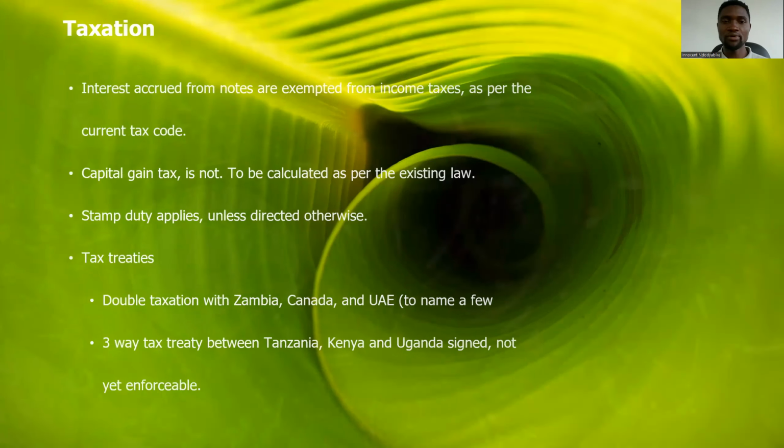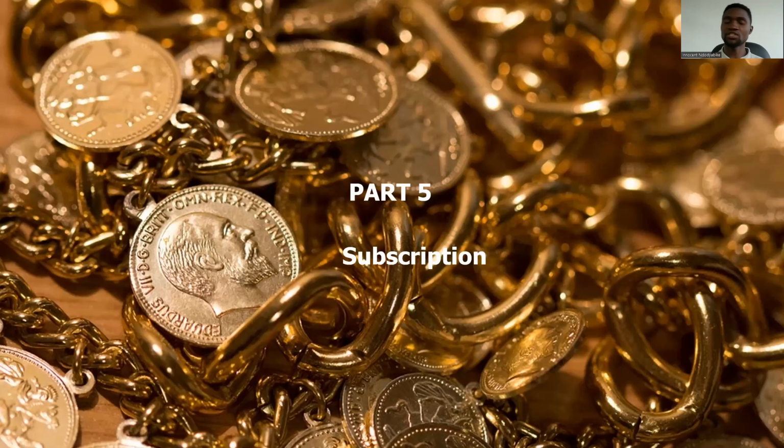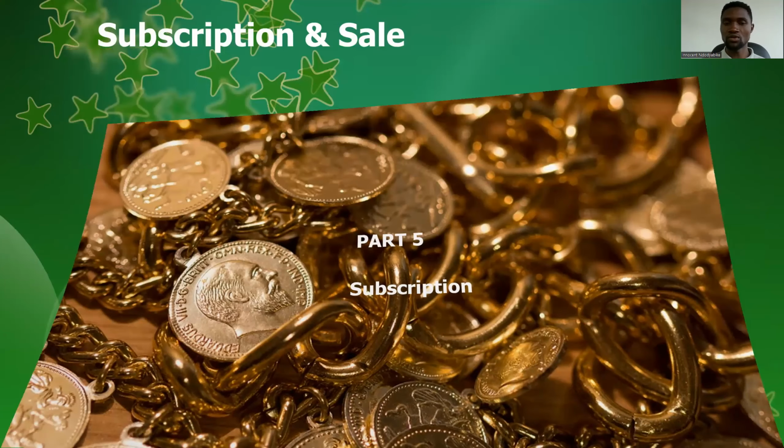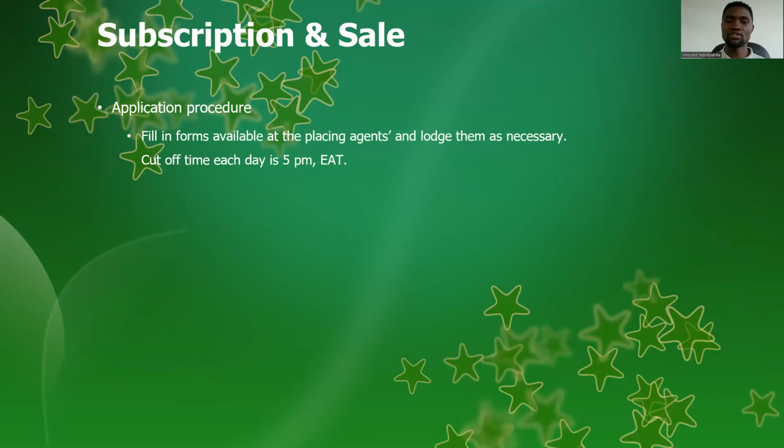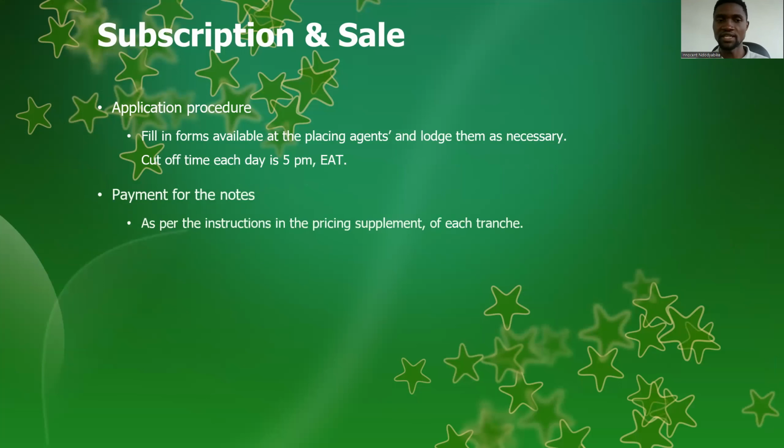So next up is subscription. How do you subscribe? What is it that you're going to be subscribing to? In the application procedure, you basically have to fill in the form through the placing agent and lodge it as necessary. The cut-off time each day, of course, is 5 p.m., which is the trading time for most businesses in Tanzania.